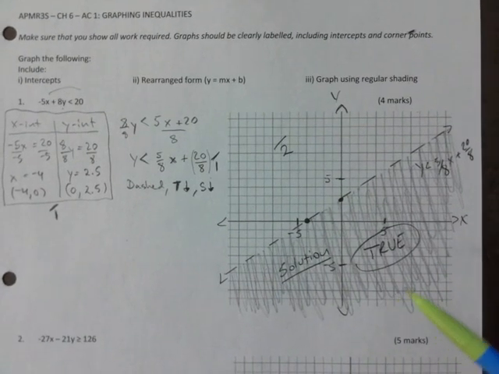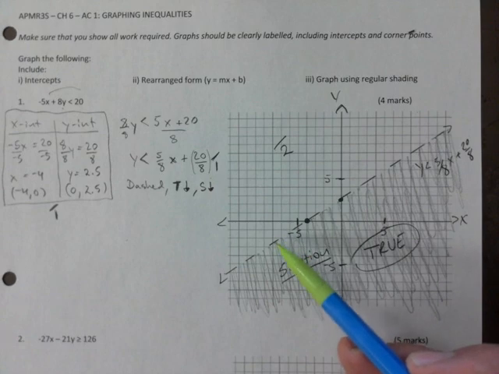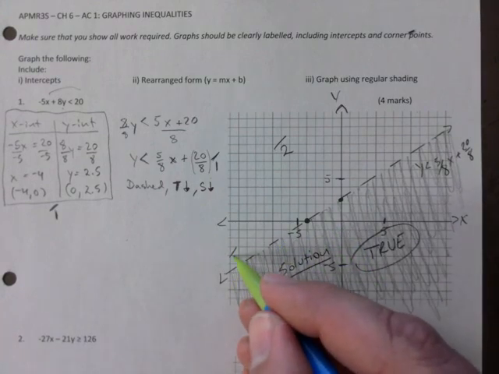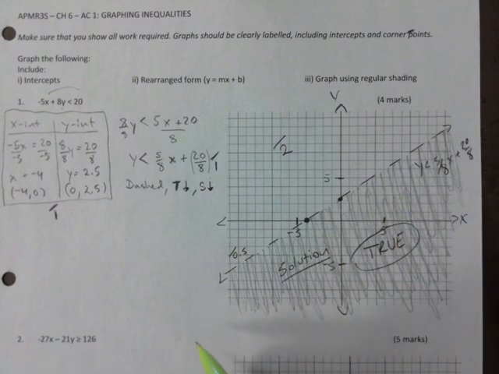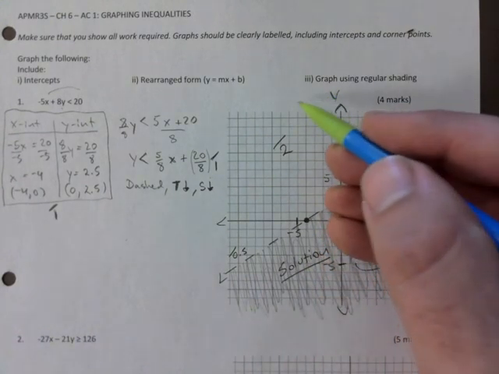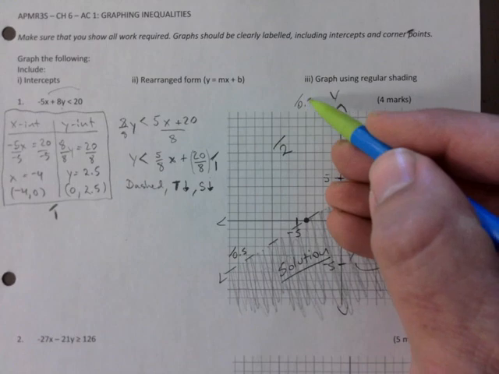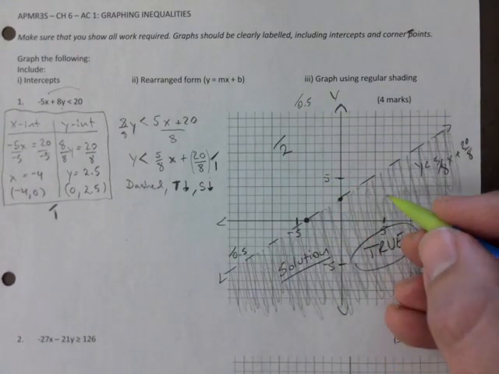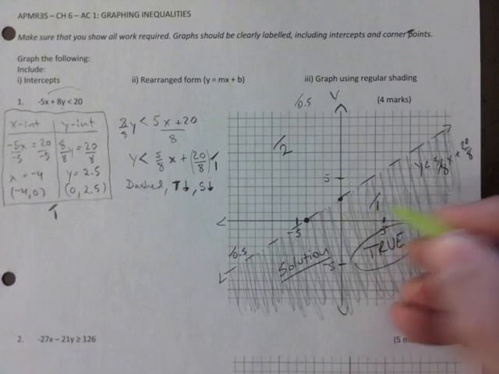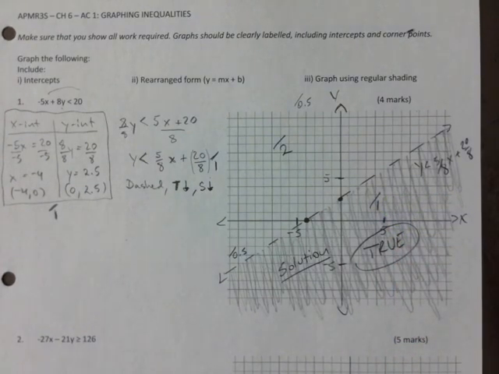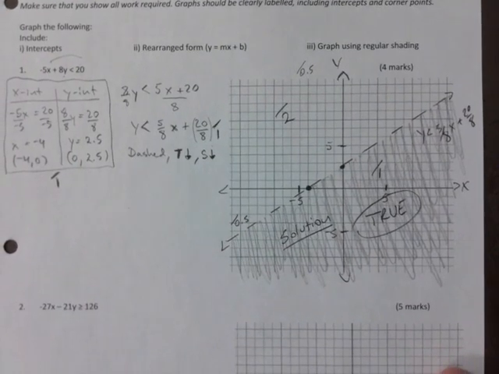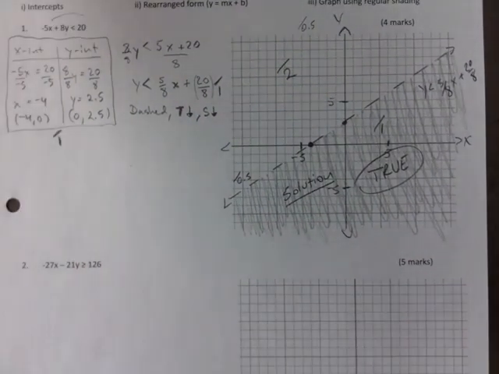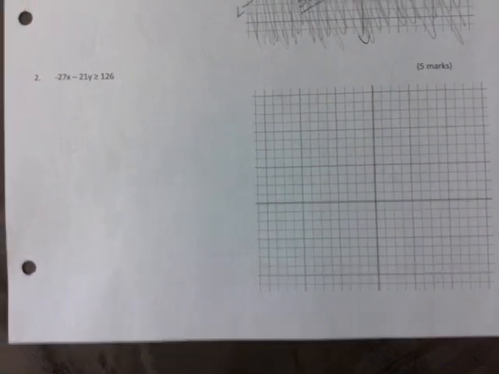So what am I looking for? I would say dashed line, that's a half mark, right? For having a dashed line. Labels, I would say also half a mark for labels. And then shading, I would say it's a full mark. Shading the correct region is a full mark. And that would be including the line itself, right? So 4 marks for that one. All right, next. 5 for this one.